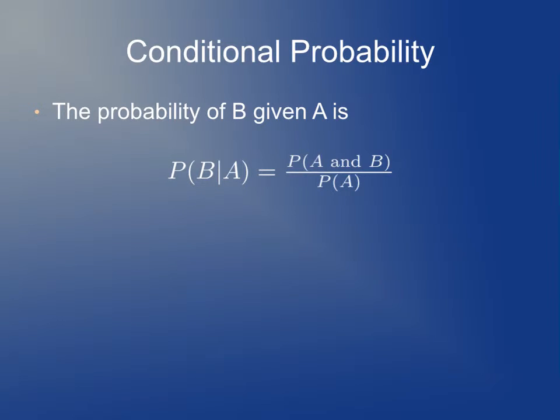Next, we'll define something called conditional probability. The intuition behind it is, say you want to find the probability of event B given that event A has already happened. What's the probability that the second coin toss is heads given that the first coin toss is heads? In general, the way you compute that is the probability of A and B divided by the probability of A.